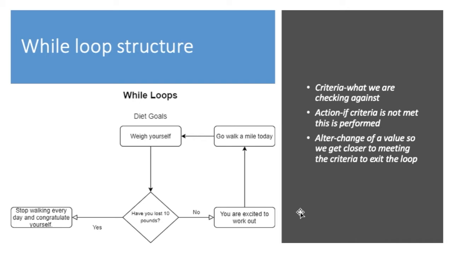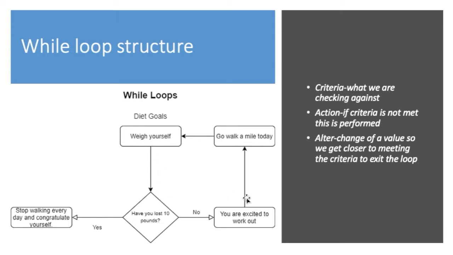There are several different parts of the while loop. First, the criteria must be clearly defined to check against. If the criteria is met, you don't perform the action that's in a while loop. If it is not met, you do perform the action in a while loop until the criteria is met. The criteria in the diagram to the left is you losing 10 pounds. So right here's the criteria you're checking against. Have you lost 10 pounds? And then you weigh yourself every day to check this criteria.